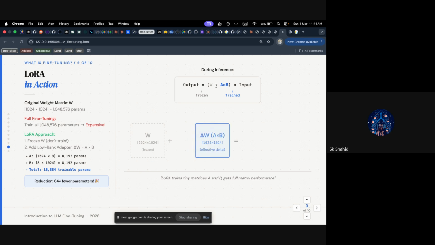During inference, this A cross B will have the same dimension as what we had in the frozen weights. So this W is frozen, our 1 billion model, we did not touch it. We just took a replica of it and broke the matrix into two subparts. These are the trained weights. Now we just add them, and during inference, we just give an input and we get an output. So this is where LoRA comes into action.